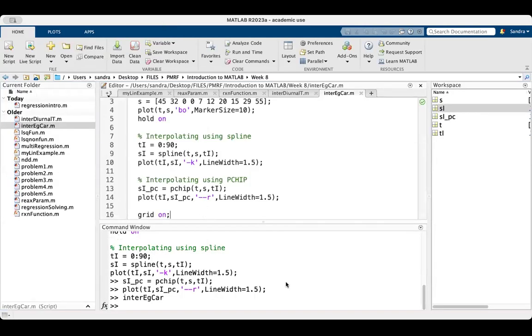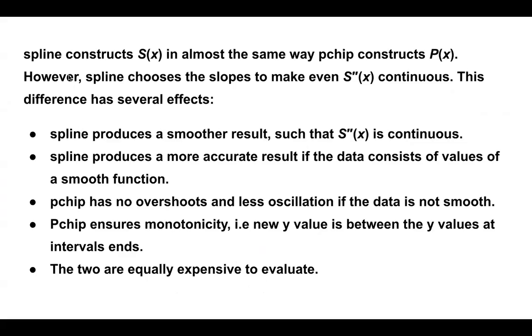So let's look at a bit of theory. This is just for your understanding. Spline constructs a curve, S being the name of the curve, in almost the same way as PCHIP constructs. However, spline chooses a slope to make S double dash, that is the derivative of the gradient, continuous. This difference has several effects. The spline produces a smoother result, such that S double dash, the change in the gradient, taking the derivative one more time, is continuous. Spline produces a more accurate result if the data consists of values of a smooth function. If you know that physically this function will be a smooth function, then you have to use spline.